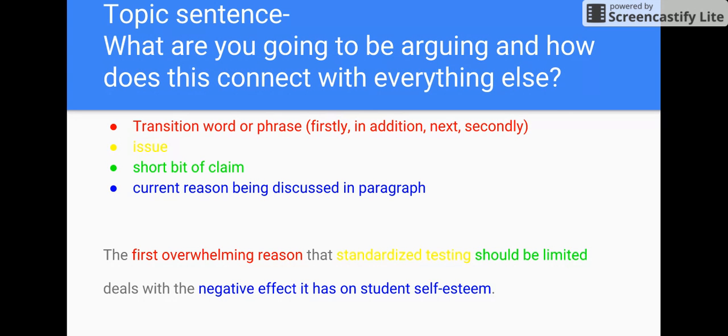So here's my example. The first overwhelming reason that standardized testing should be limited deals with the negative effect it has on student self-esteem. You can see I have my transition word or phrase, first overwhelming reason, my issue, standardized testing, a little bit of my claim, should be limited, and my reason, apparently this paragraph is going to be about the negative effect it has on student self-esteem. So pause the video right now and write your own topic sentence. Pause, write your own topic sentence.